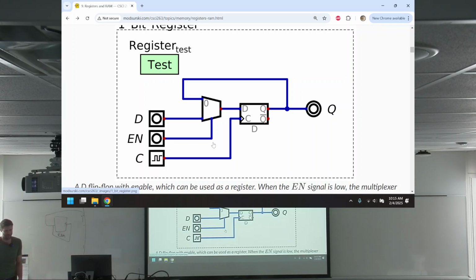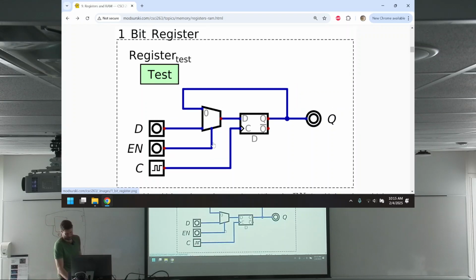Draw me a 1-bit register. I don't care where this design comes from. Just draw me a 1-bit register.